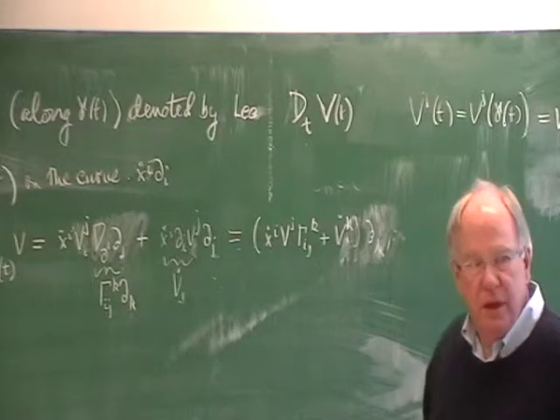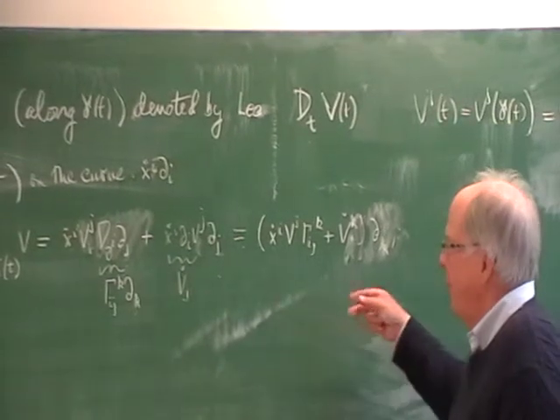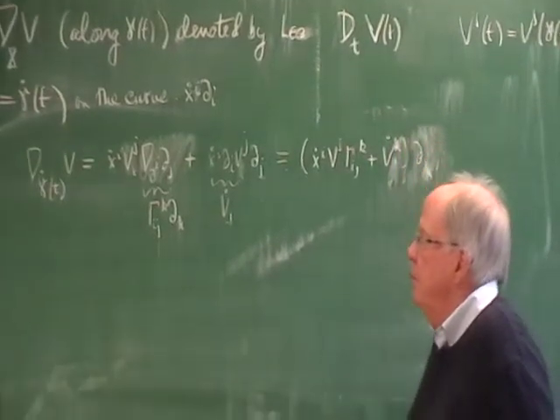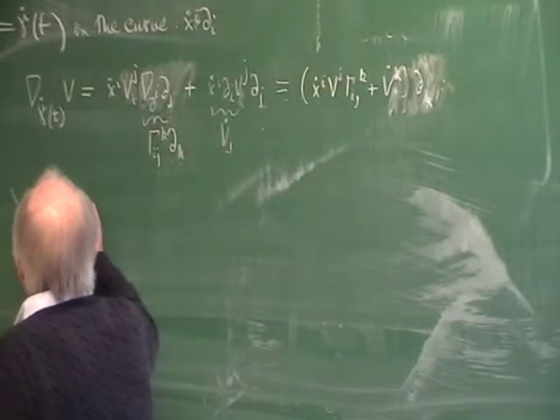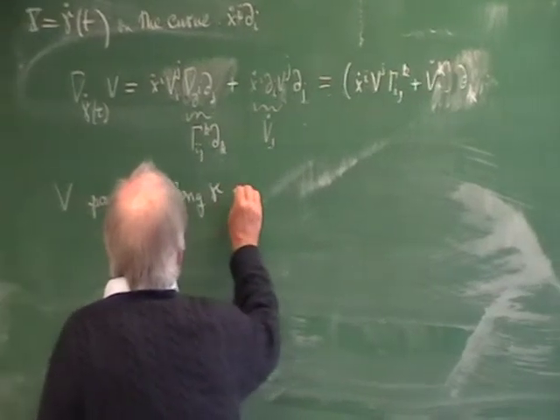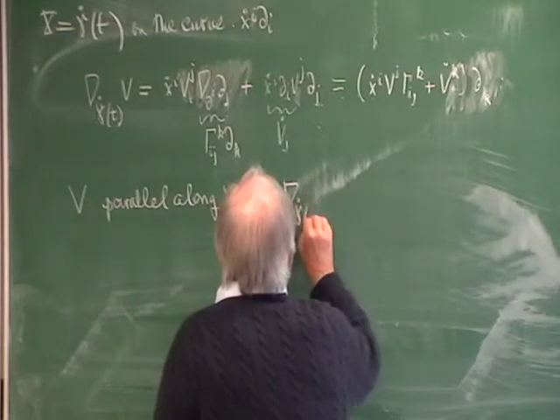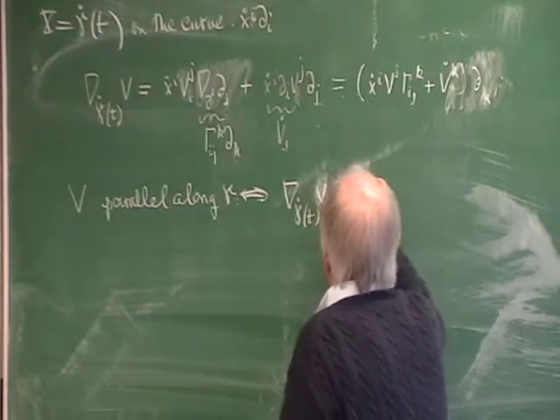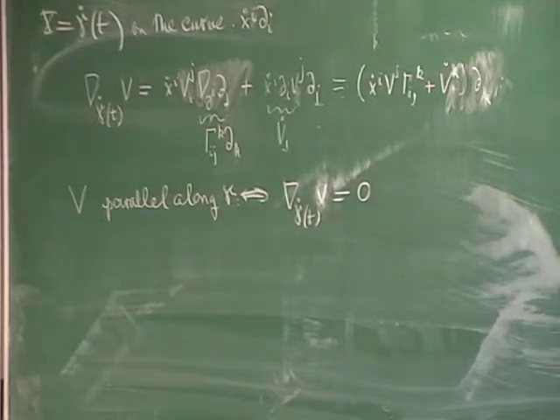So finally, after many minutes of work, we have the precise formula, everybody's happy, for differentiating a vector field along a curve. And we say V is parallel along gamma. That means that this guy kills it. So no indices, so I can't make a mistake.